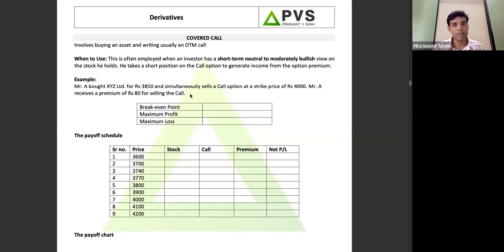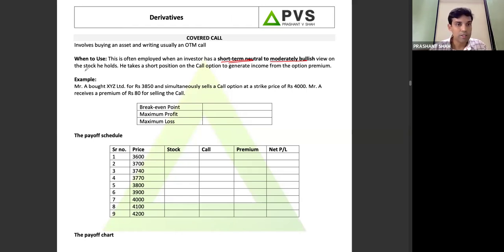Now, what does this mean? When to use it? That's the first thing. All these strategies have some rationale, some intuition behind them, and based on that, one gets into the strategy. And if his assumptions go right, he will make money. So when to use this? This is often employed when investors have a short-term neutral to moderately bullish view on the stock they hold.